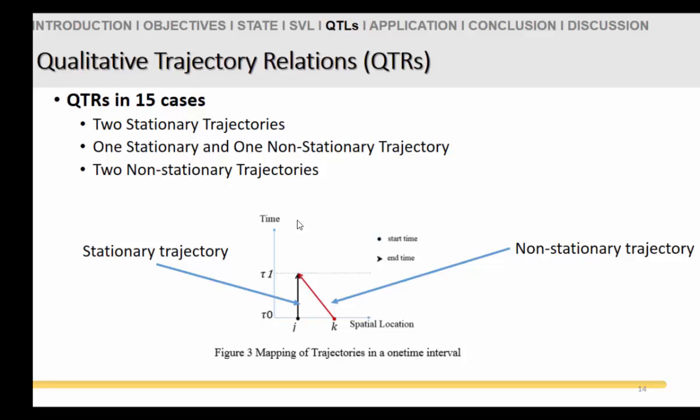I summarize all of the possible trajectories within 15 cases. The QTR is divided based on whether an object moves or stays. So there are mainly 3 cases: 2 stationary trajectories, 1 stationary and 1 non-stationary trajectory, and 2 non-stationary trajectories. In detail, this is just a stay movement, which is the stationary trajectory, and the other is the non-stationary trajectory, for your information.